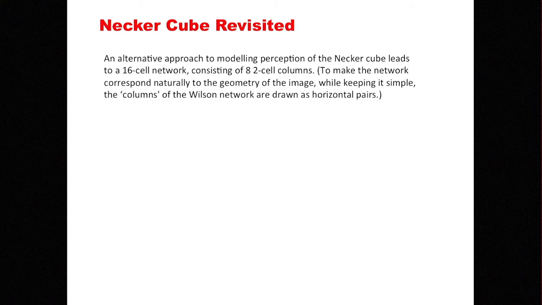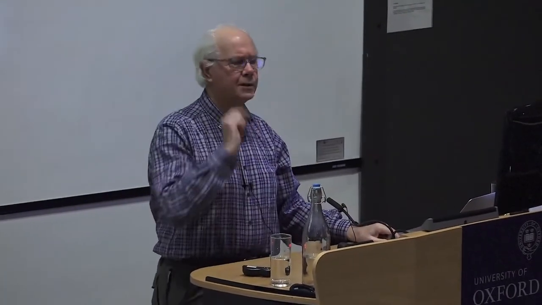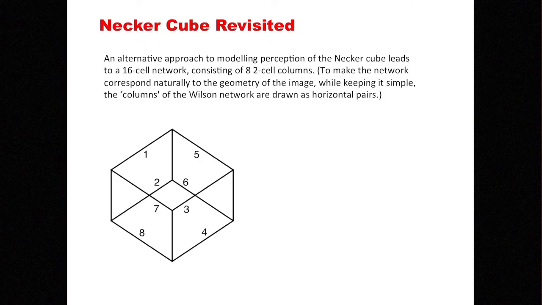Now, a problem with the 2-cell model of the Necker cube is you've kind of put into it what you expect to get out. You've put in cube facing one way, cube facing the other way. Okay? Well, it would be nice to have something that doesn't make that assumption. It doesn't even know for certain it's a cube.